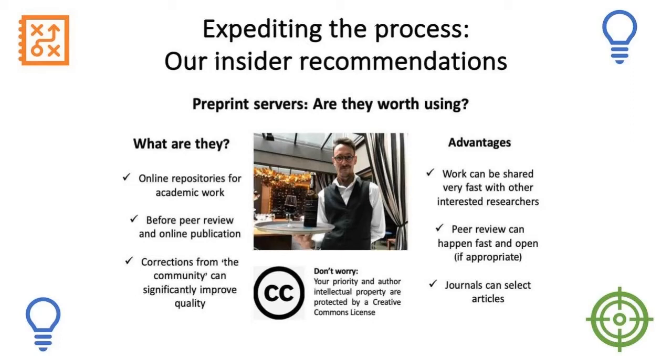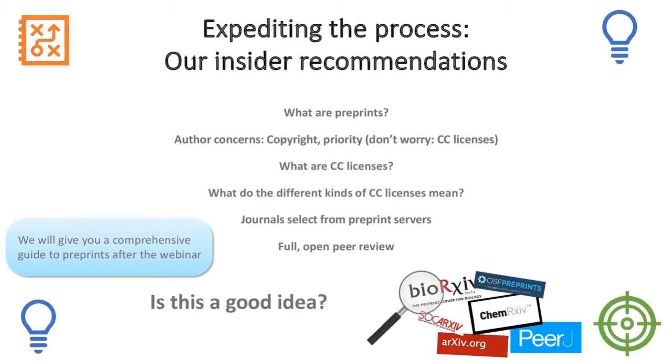So if I put a document onto a preprint server, some work that I've recently completed, it has to be cited. It's got a DOI number, a document object identifier number. It's got a CC license. Other researchers have to cite my document. They can't use it without priority being afforded. So this is another way in which you can definitely get ahead of the curve as a writing and publishing author. So journals select from these preprint servers. You can avail yourself of full open peer review on these sites, and we'll give you a comprehensive list.